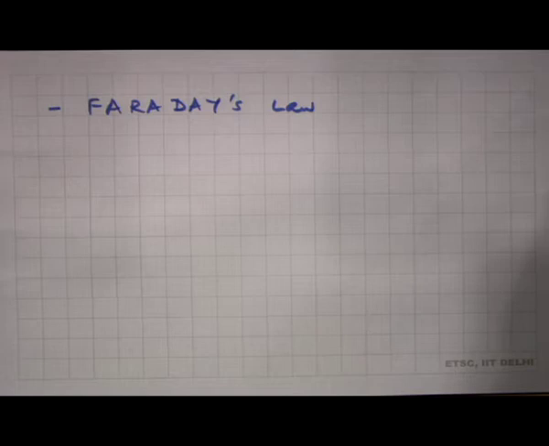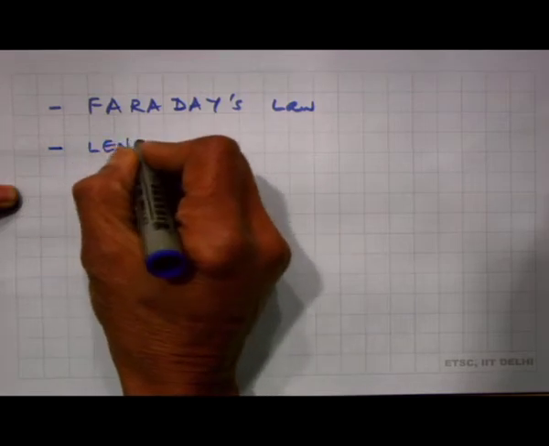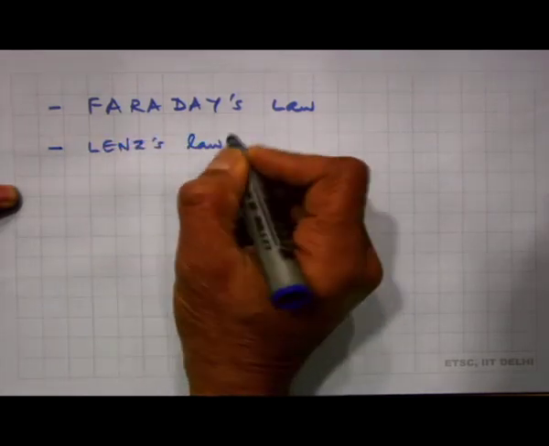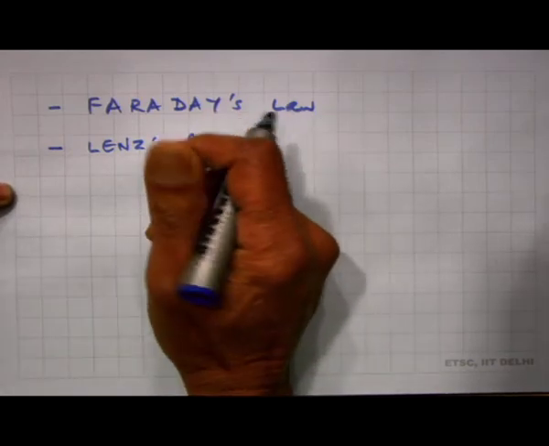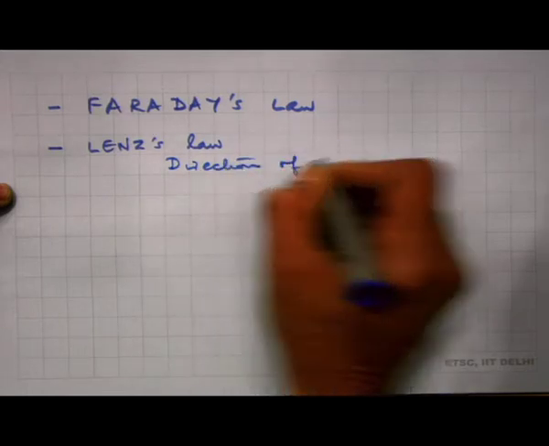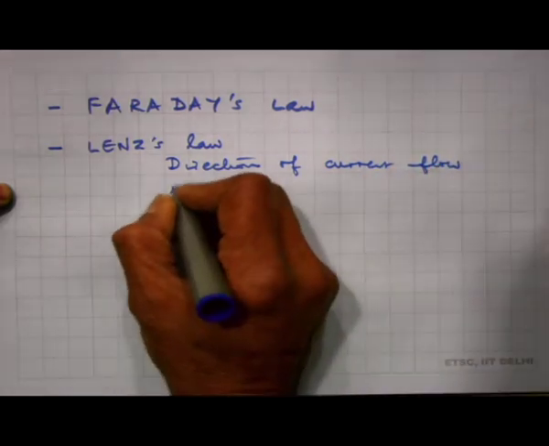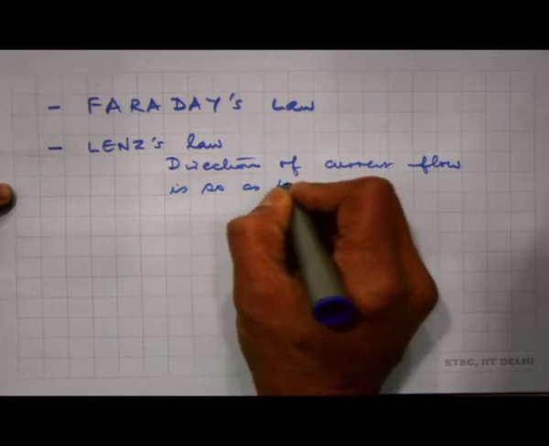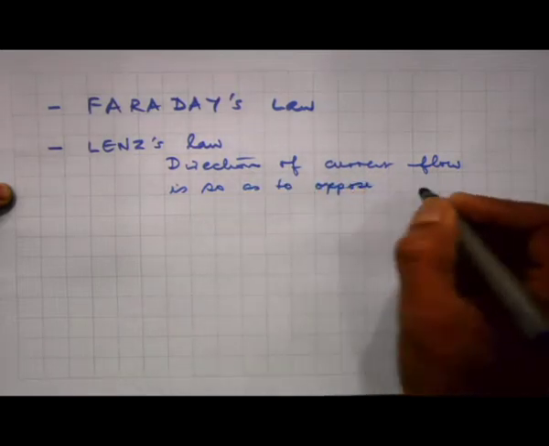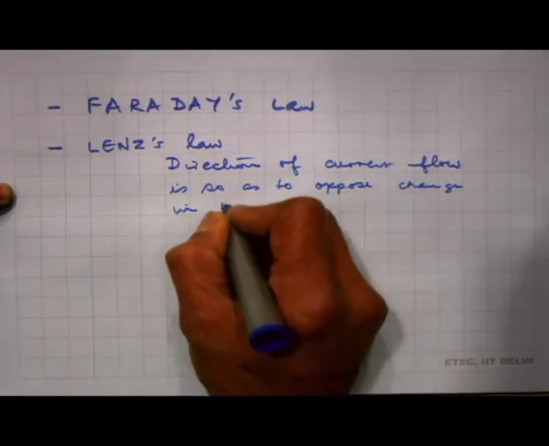And we also saw that the direction of the current that is passing through the conductor changes as you change the direction of motion of the magnet. So, there is another law which we had introduced, Lenz's law, which says that the direction of current flow is so as to oppose change in magnetic flux.